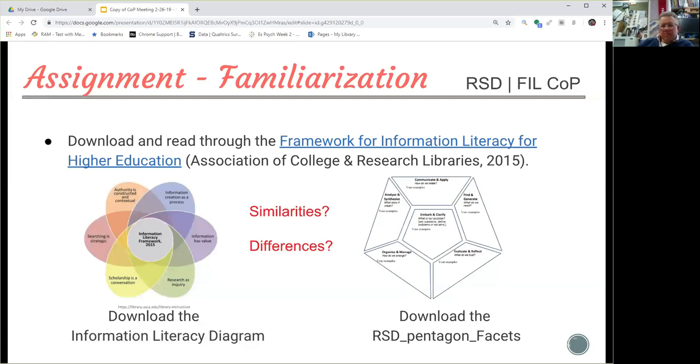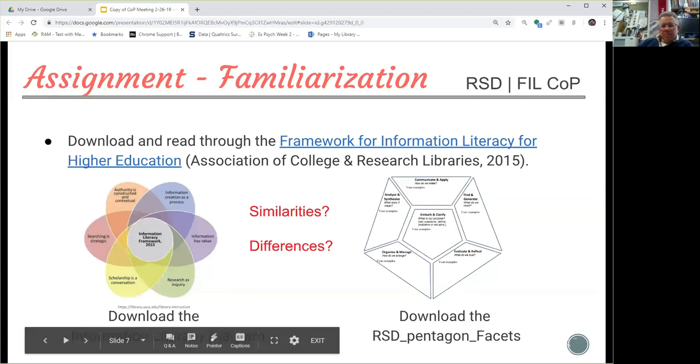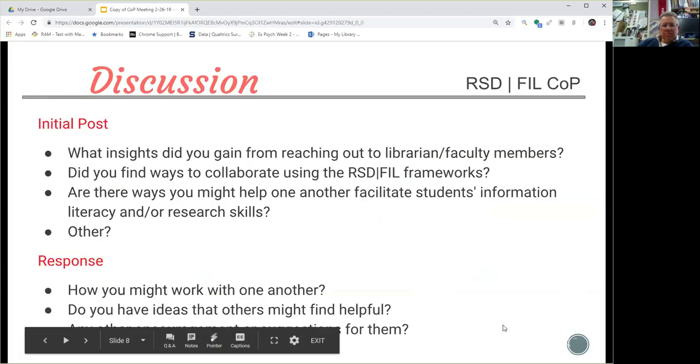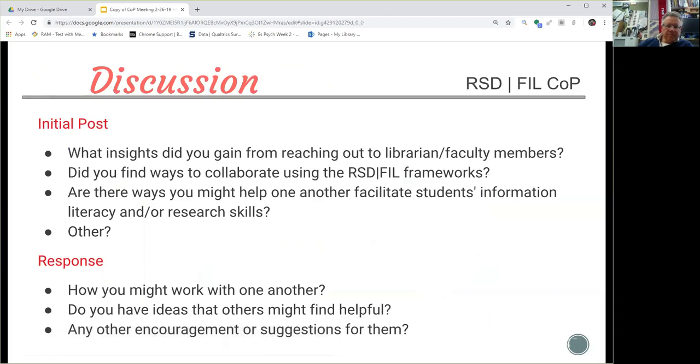So if you take a look at those 3 things, it'll be helpful as you move forward, giving you just a basis for our discussions. And then I have a discussion post up there for you. So as you think about it, what insights did you gain from reaching out to library faculty members? We've discussed that. You can add to the conversation if you think of other ideas, or if you go back and try again to engage with some other folks.